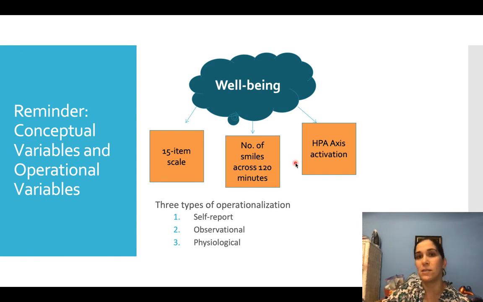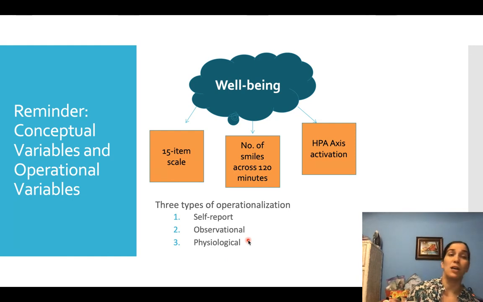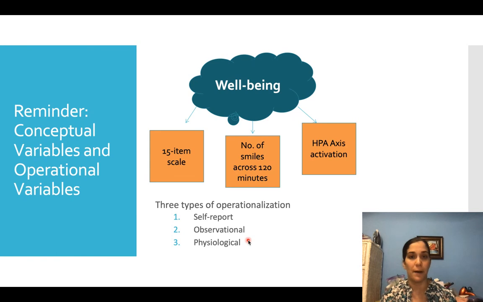Because that is one way that I can measure well-being physiologically. And so this 15-item scale could be a self-report measure. This number of smiles might be observational. I can observe the number of smiles that you have, and then the HPA axis is physiological, right? Or I'm actually measuring a shift in your body.